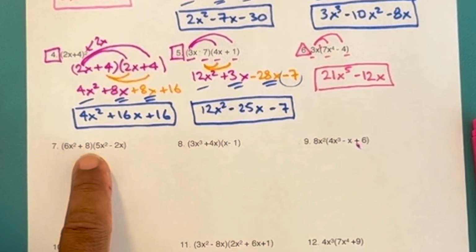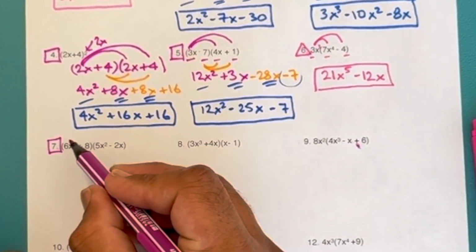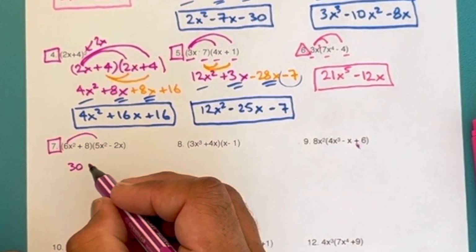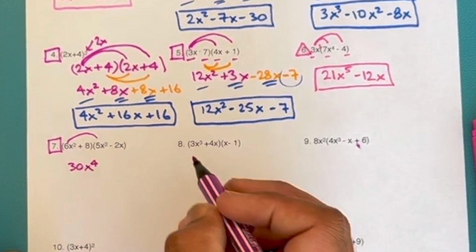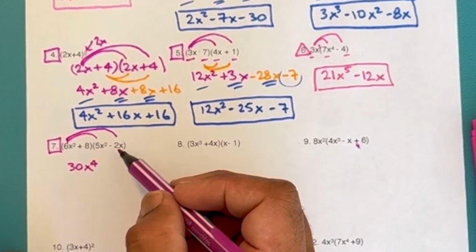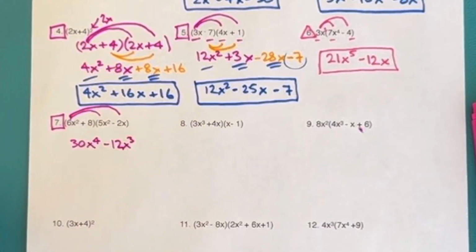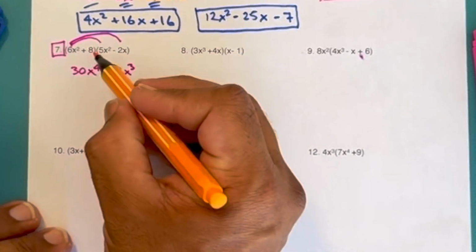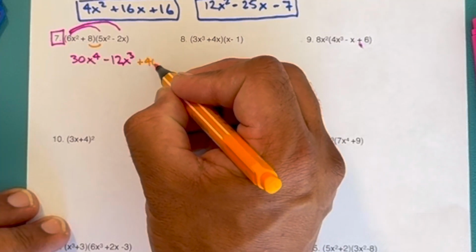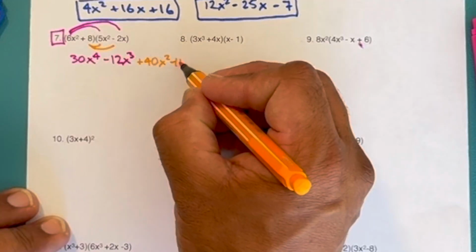Next problem, 1, 2, 3, 4. This one battles this one. 6 times 5 is 30. X squared times x squared is x to the 4th. 6x squared times a negative 2x is negative 12x to the 3rd. 8 times a 5x squared, 8 times 5 is 40, x squared. Then 8 times negative 2x is negative 16x.